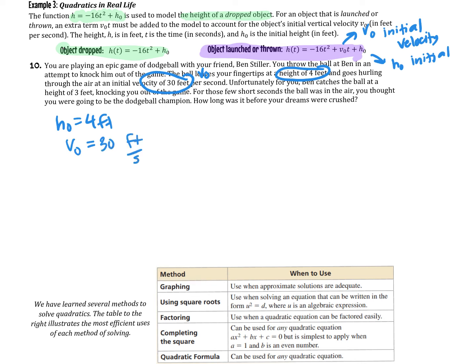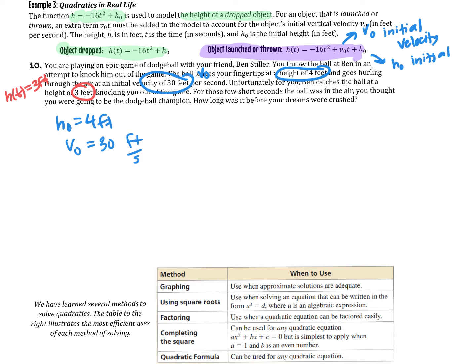Unfortunately for you, Ben catches the ball at a height of 3 feet. So I'm not sure exactly where this is going to come in, but at some time the height is 3 feet, knocking you out of the game. For those few short seconds the ball was in the air, you thought you were going to be the dodgeball champion. How long does it take before your dreams were crushed?